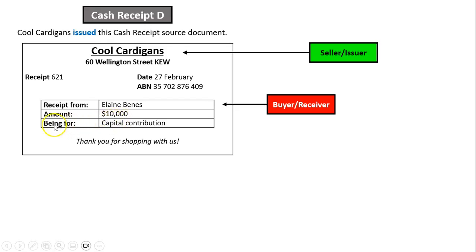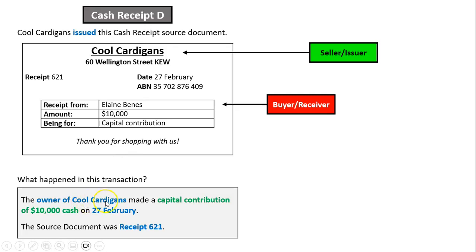So the receipt has a description. It says being for a capital contribution. So Elaine Bennis must be the owner of this business. So what just happened in this transaction? Well, the owner of Cool Cardigans, Elaine, made a capital contribution of $10,000 cash on the 27th of February. You can see the date. And the source document was receipt 621.